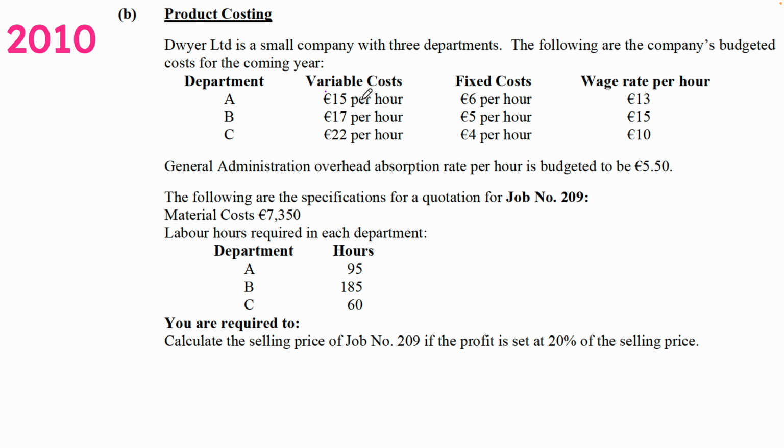So you've got variable costs, you've got fixed costs, you've got wages, and you have admin costs. You also have material costs here. So job number 209, we're told how many hours are used in each department. Okay, so we're going to use those hours and multiply them by the various costs, and then we'll calculate the selling price if the profit is budgeted to be 20% of the selling price.